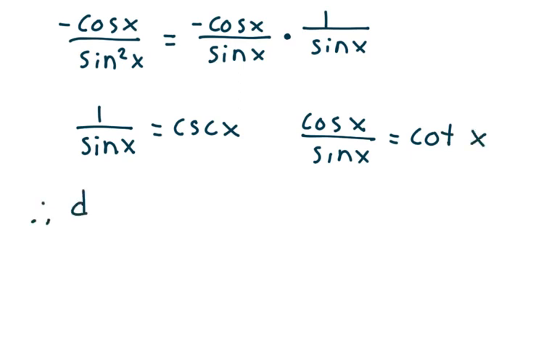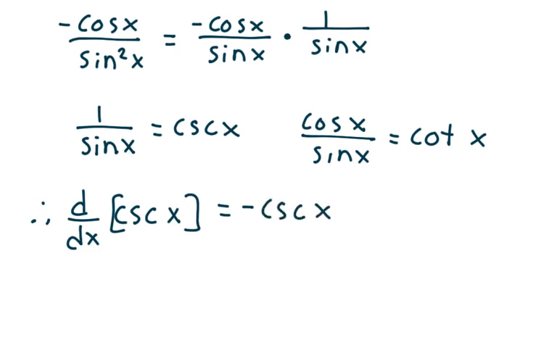Therefore, the derivative of cosecant x with respect to x is negative. And if you don't mind, I'm going to write it this way. It's negative cosecant x cotangent x. So you notice we were able to find the derivative of the remaining 4 trigonometric functions just knowing the derivative of sine x and cosine x. Now, with that, let's take a look at some examples.